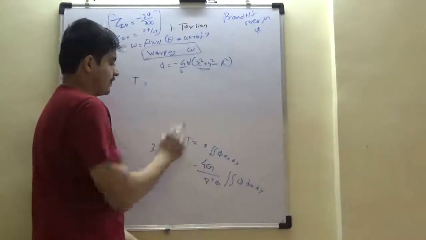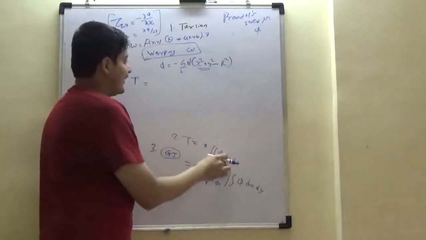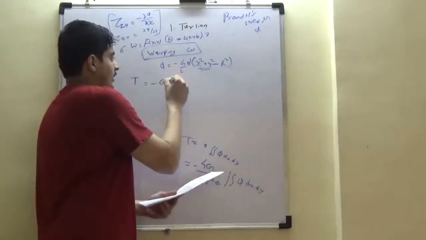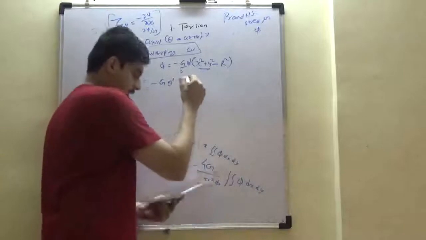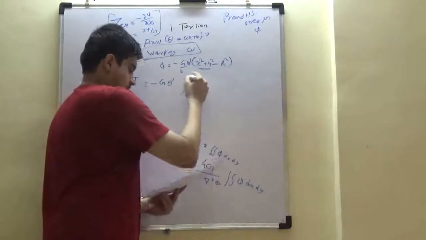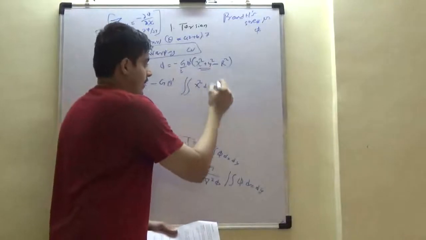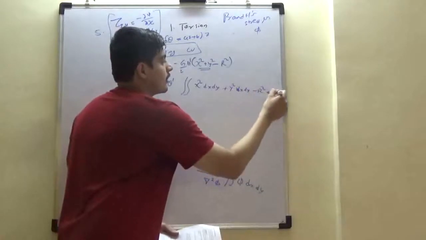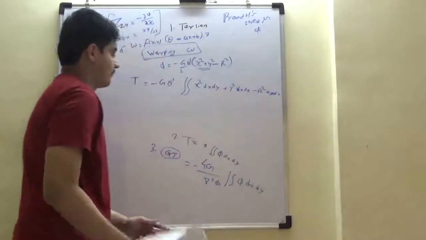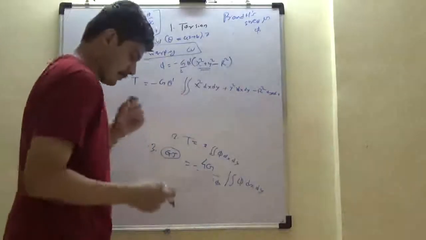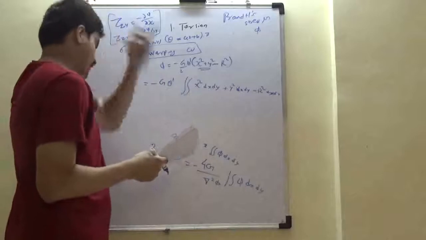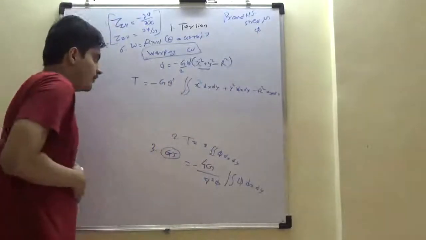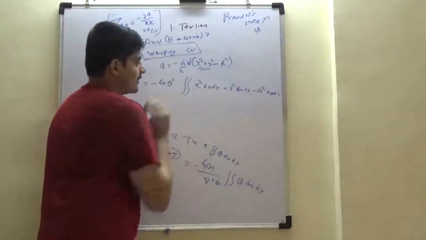For a given torque, with this phi, when I am going to integrate, what I am getting is minus G theta dash times the integral of x square dx dy plus y square dx dy minus r square dx dy. Because that is what it is. This 2 factor is gone because it is 2 times, so 2 into 2 by 2 is gone. This is okay. What are these?